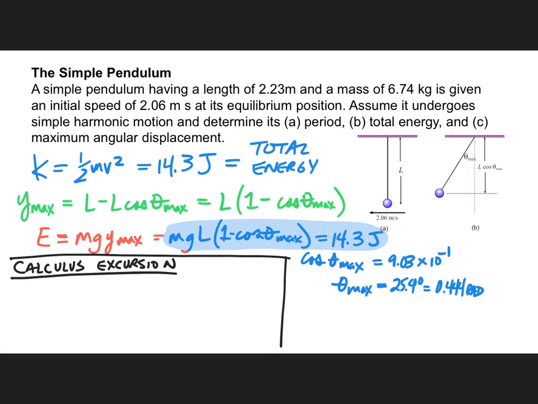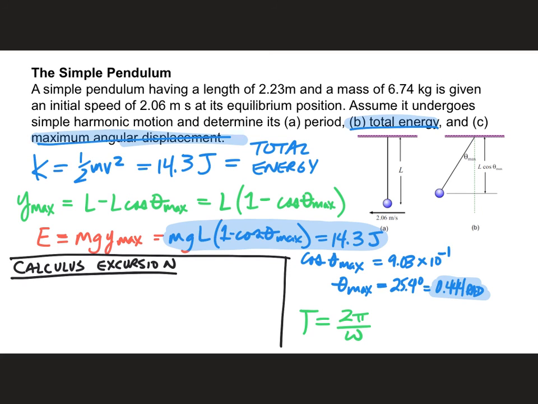So now we have the energy part was given here, and the maximum angular displacement. Right here. So I have total energy, max angular displacement. Only thing I don't have is the period. Okay? And in order to get the period, I need some information that I don't have. I need omega.